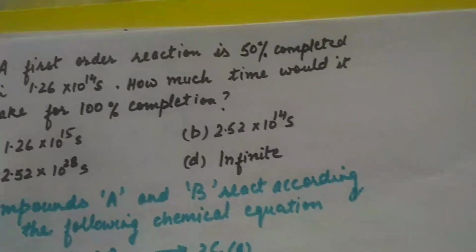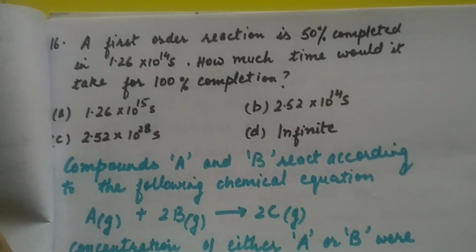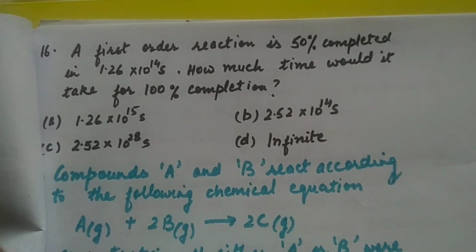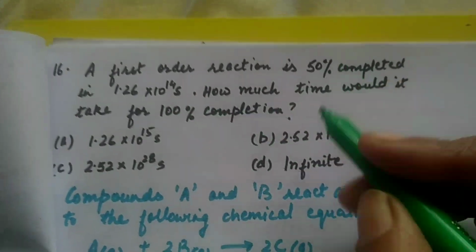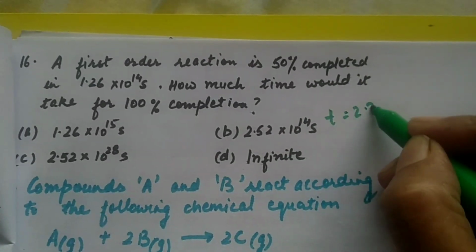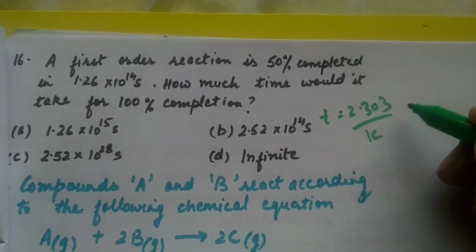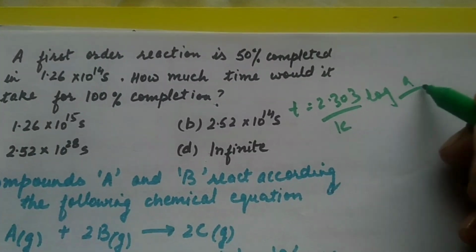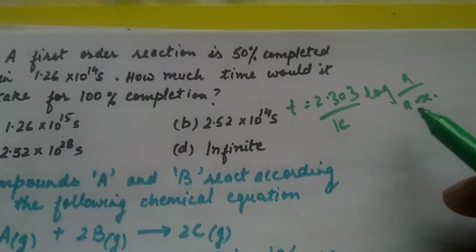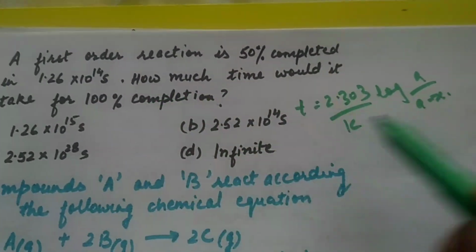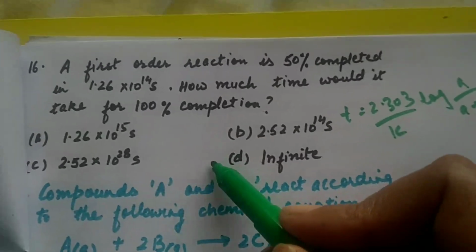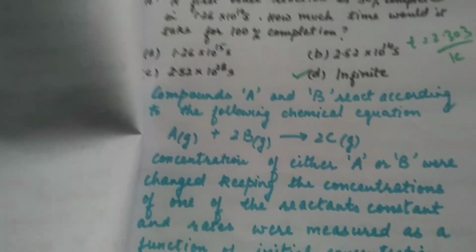A first order reaction is 50% completed in 1.26 into 10 raised to the power 14 seconds. How much time would it take for 100% completion? For a first order reaction, we have t is equal to 2.303 upon K log of A upon A minus x. So this is 100 upon 100 minus 100 for 100% completion, which is 0. 100 upon 0 is infinity. So the answer is infinite.